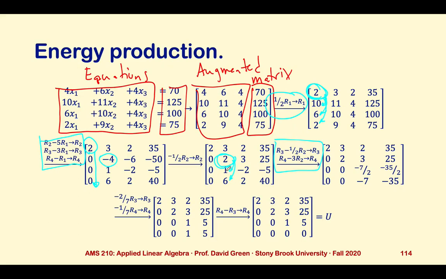Going through, 1 minus, remember we're subtracting half of the second row for the third. 1 minus 1 is 0. Negative 2 minus 3 halves is negative 7 halves. Negative 5 minus 25 over 2, or 12 and a half, is negative 35 and a half.